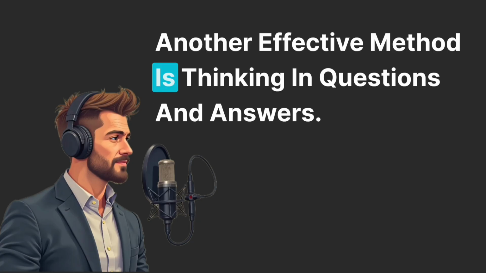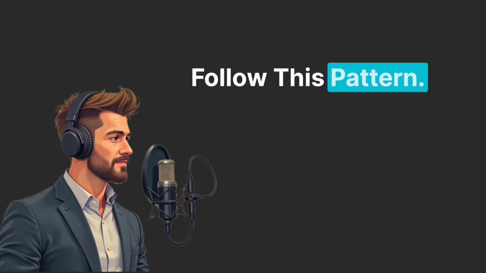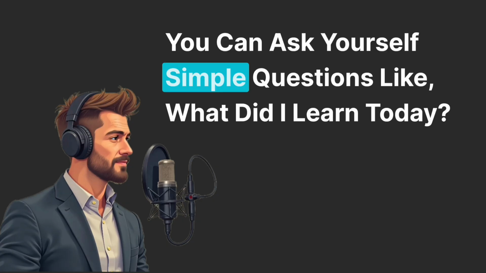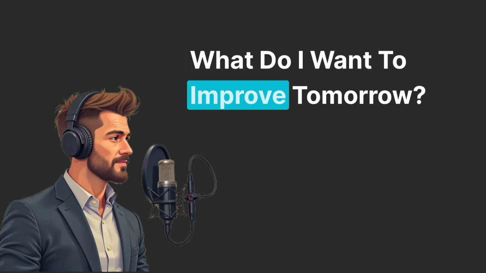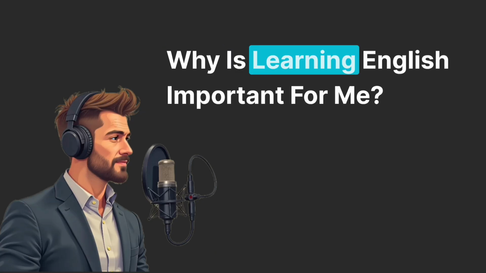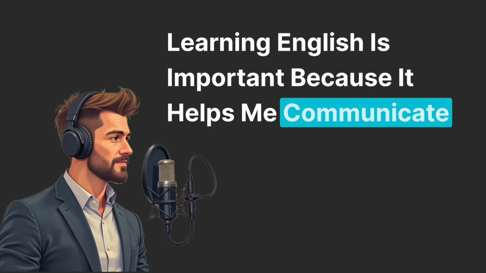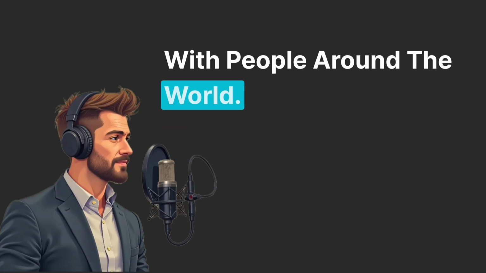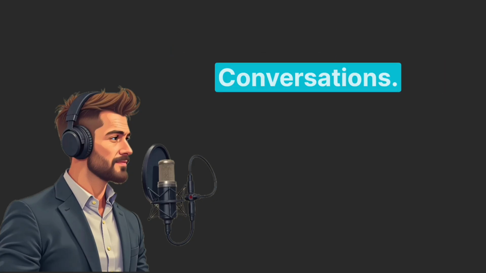Another effective method is thinking in questions and answers. This method is very useful because conversations often follow this pattern. You can ask yourself simple questions like, "What did I learn today? What do I want to improve tomorrow? Why is learning English important for me?" Then answer these questions in English. For example, learning English is important because it helps me communicate with people around the world. This exercise trains your brain to respond quickly during real conversations.